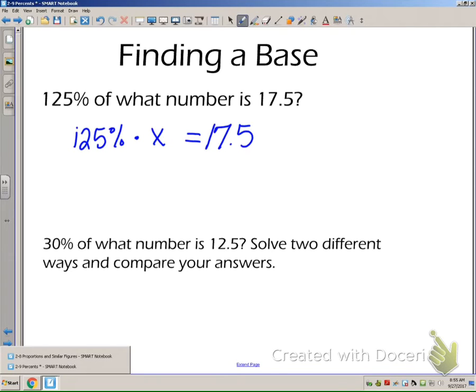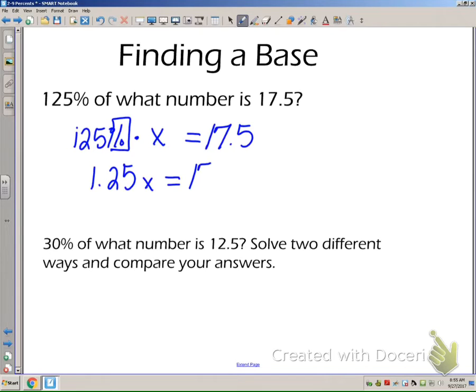So if I'm going to get x by itself, I'm going to divide both sides by the 125. But before I go to do that, I've got this percent sign in there, so I want to take care of that. I want to convert this from a percent to a decimal. We know that 125% is the same as 125 divided by 100. So I just went ahead and converted it to get rid of that percent sign, and now I can divide both sides by 1.25, and that will give me the value for x. So x is equal to 14.